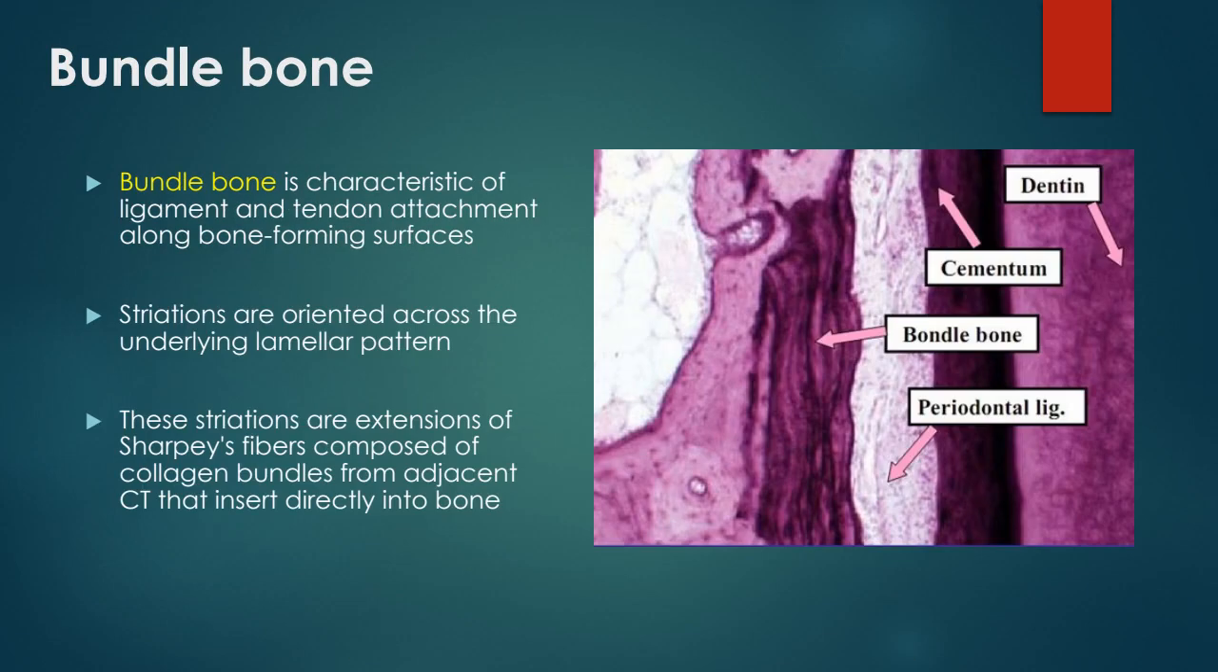So we discussed that bone is characteristic of ligament and tendon attachment. There are striations oriented across the underlying lamellar pattern. These striations are extensions of Sharpey's fibers, and they're composed of collagen bundles from adjacent connective tissue that is inserted directly into the bone.